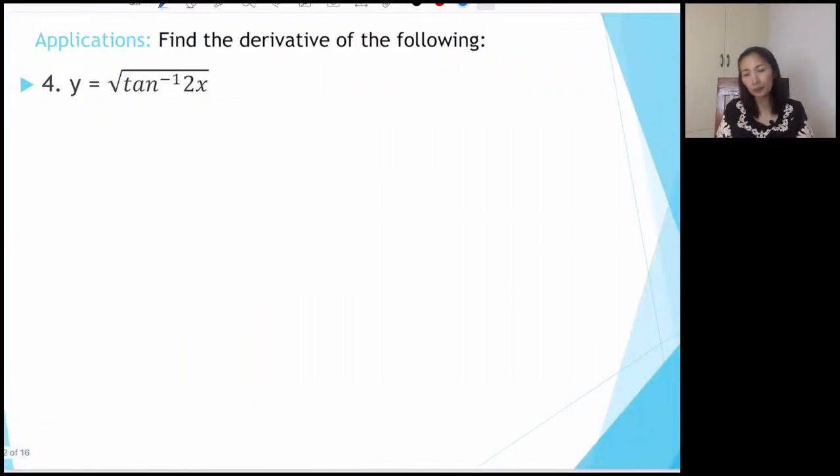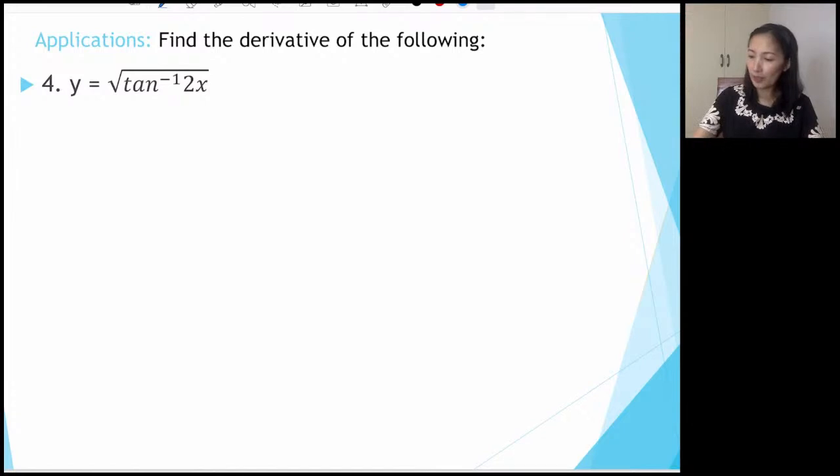Okay, this time, we have y is equal to the square root of the arctangent of 2x. Okay? Y equal to the square root of arctangent of 2x. Now, for functions involving radicals, we often transform it first into exponential form before differentiating. So let's do the same for y equal to the square root of arctan of 2x.